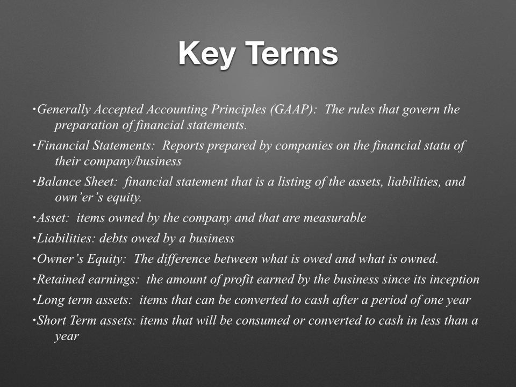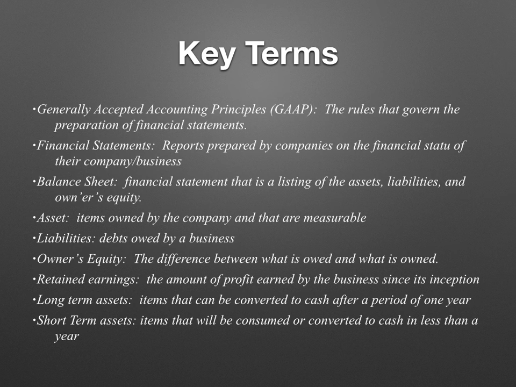In this class, there are many key terms that applied to Gemstar Productions and help complete the bookkeeping and accounting jobs at Gemstar. Some key terms that stand out are the generally accepted accounting principles, which are the rules that govern the preparation of financial statements. Assets are items owned by the company and are very measurable. Liabilities are debts owed by a business, and the owner's equity is the difference between what is owed and what is owned.